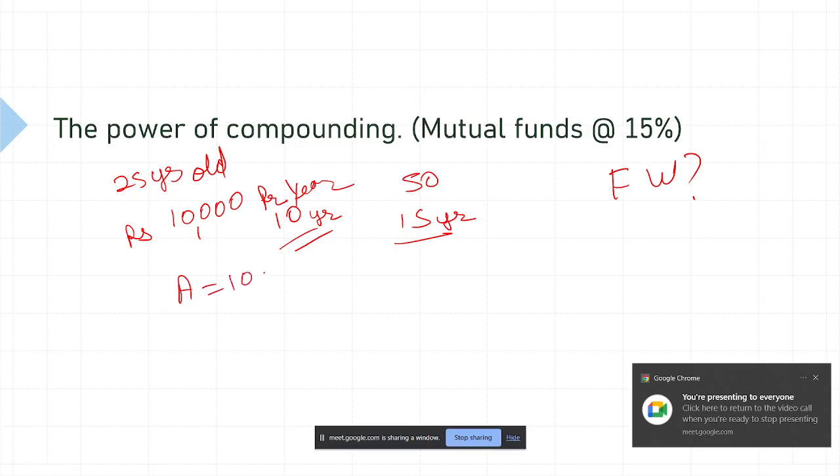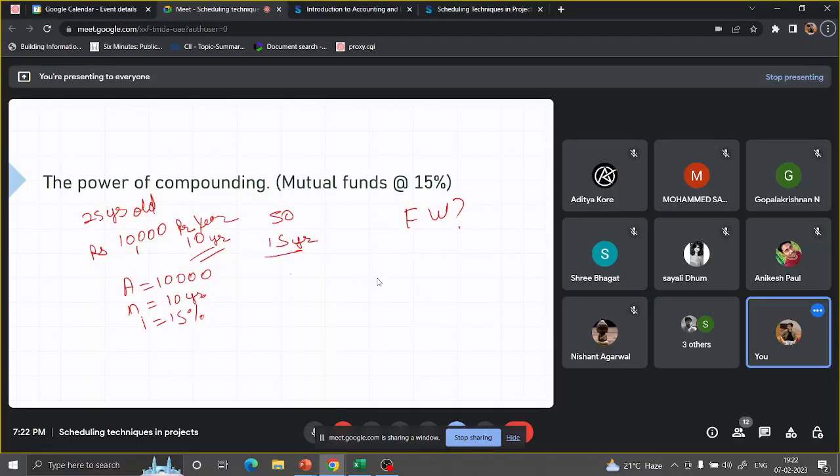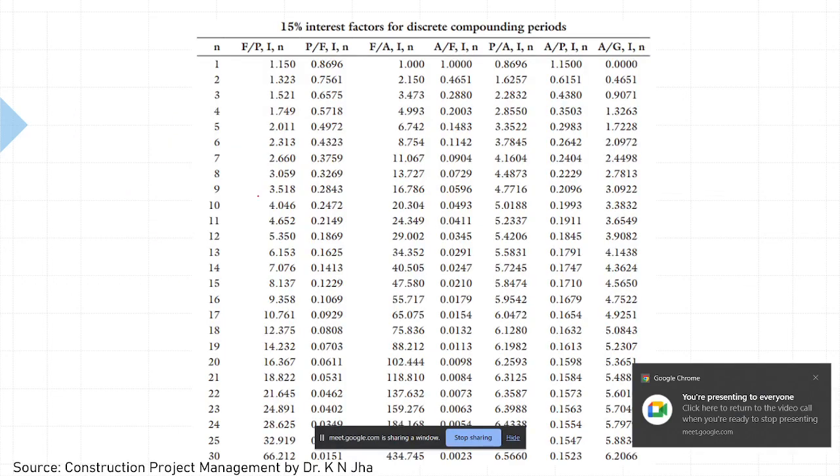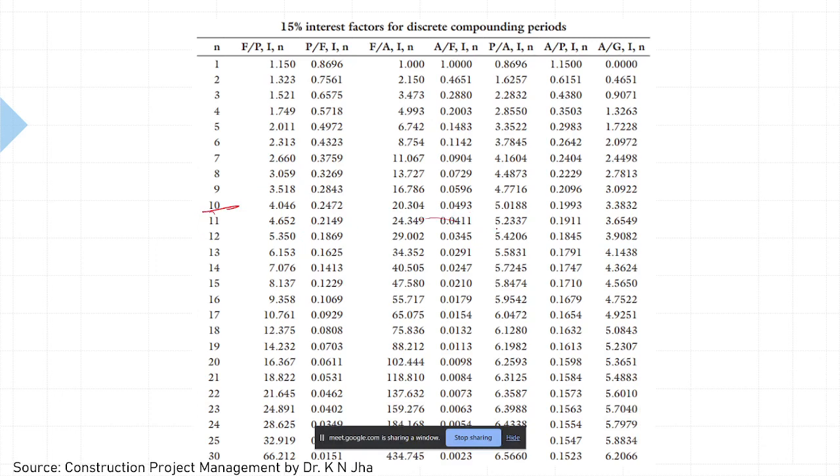So you have got A is equal to 10,000, N is equal to 10 years, and I is equal to 15%. For that, you get F is equal to, we will just see from the table. For 10 years, F given A, right? So F given A is 24.349.